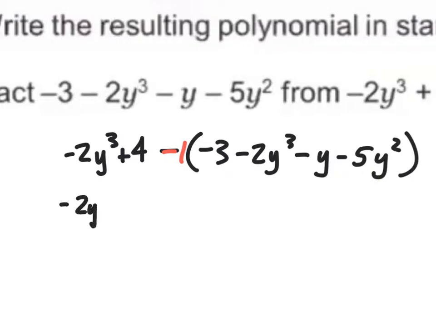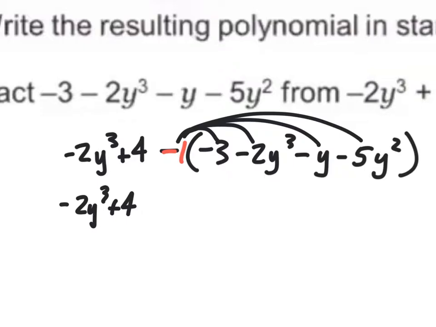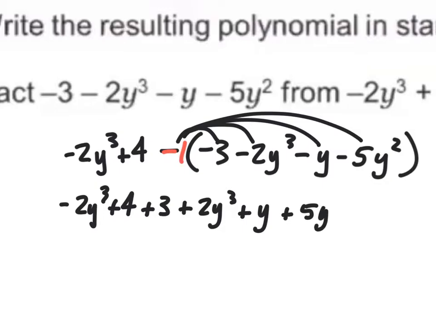I'm going to get -2y cubed plus 4. If I distribute this -1 into each of these terms, it's going to make them opposite. So I'm going to get a plus 3, a positive 2y cubed, a positive y, and a positive 5y squared. Basically, all you're doing is taking all these terms and making them opposite if you're subtracting that whole thing. My key is just to subtract that quantity: make sure you put parentheses around it, turn that into a -1, and distribute that -1. So now let's think about our like terms.